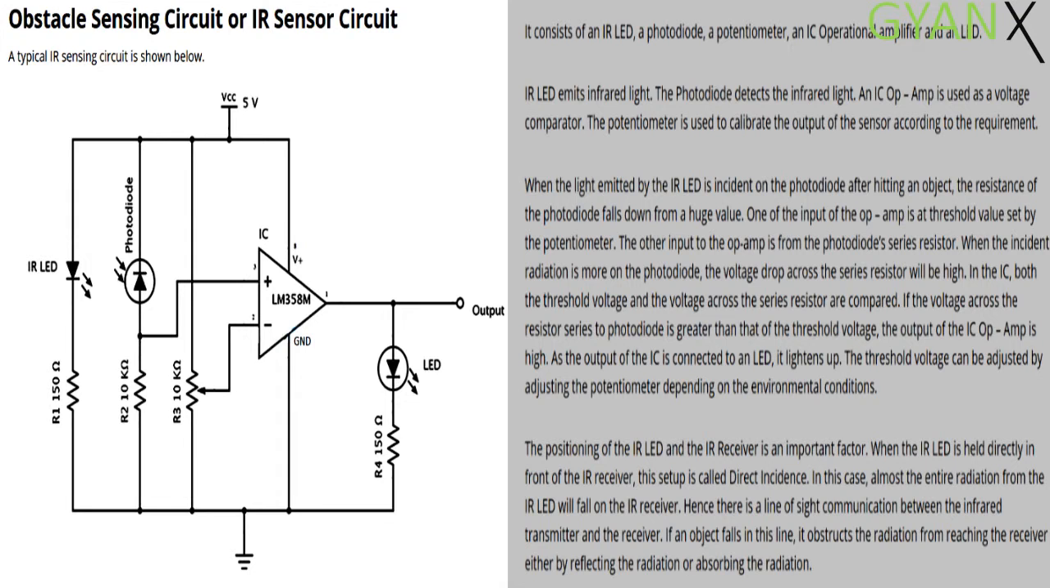The positioning of the IR LED and the IR receiver is an important factor. When the IR LED is held directly in front of the IR receiver, this setup is called direct incidence. In this case, almost the entire radiation from the IR LED will fall on the IR receiver. Hence, there is line of sight communication between the infrared transmitter and the receiver. If an object falls in this line, it obstructs the radiation from reaching the receiver either by reflecting the radiation or absorbing the radiation.